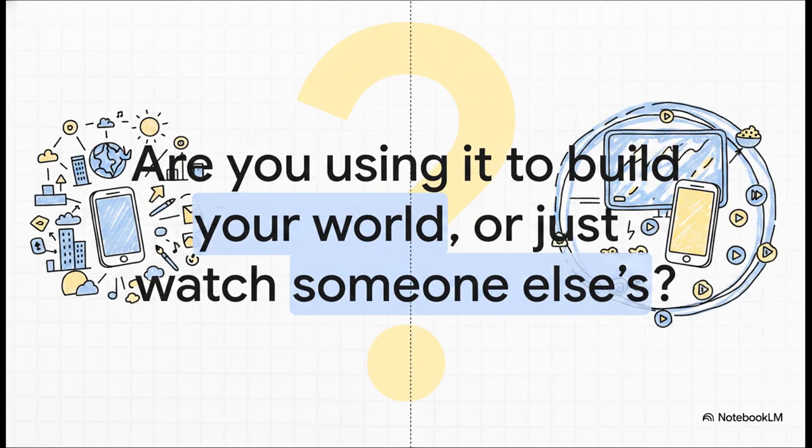And that little audit really leads us to the final and most crucial question of all. That supercomputer in your pocket is an unbelievably powerful tool. So the choice is really yours. Are you going to use it to build your world, or are you just going to keep using it to watch someone else's?